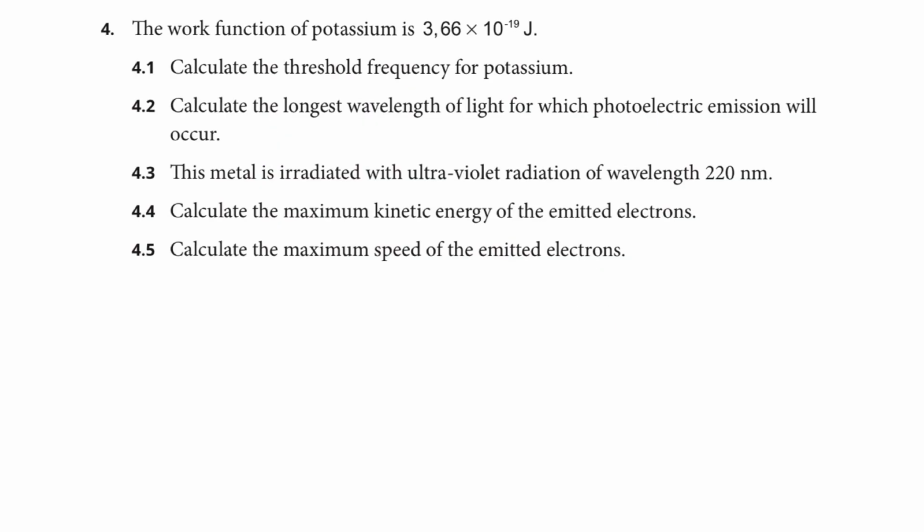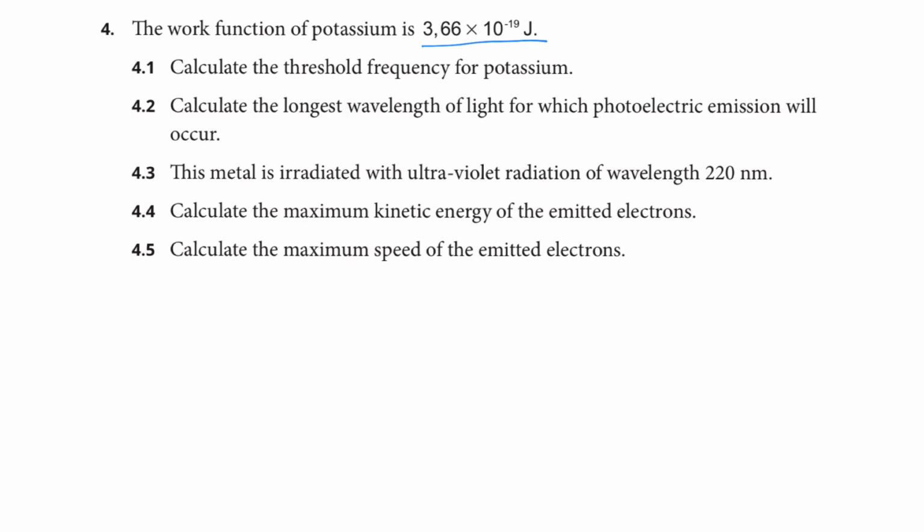All right, let's have a look at question 4. It says the work function of potassium is 3.66 times 10 to the power of negative 19 joules. We have to answer 5 questions in total. This is like an exam type question, so these are the types of questions that lead into each other. As we work through them, you will see that they run into each other, so we need to make sure that our calculations are correct so we can follow through.